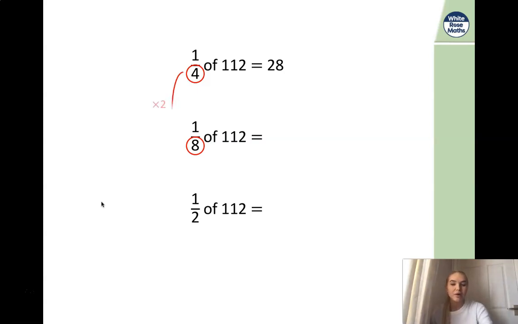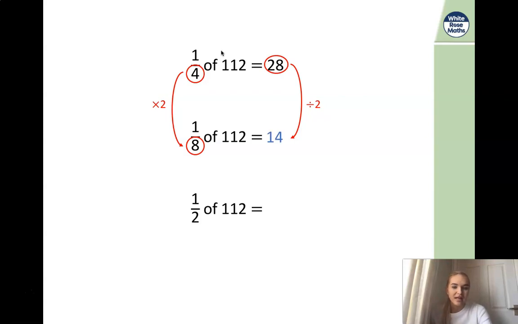Yes, well done. We have to multiply it by 2. So are we going to multiply 28 by 2 to get this answer? No, because my denominator has changed, but my whole number and my numerator have stayed the same. I need to do the inverse. And what would that be? Absolutely, divide it by 2. What is 28 divided by 2?